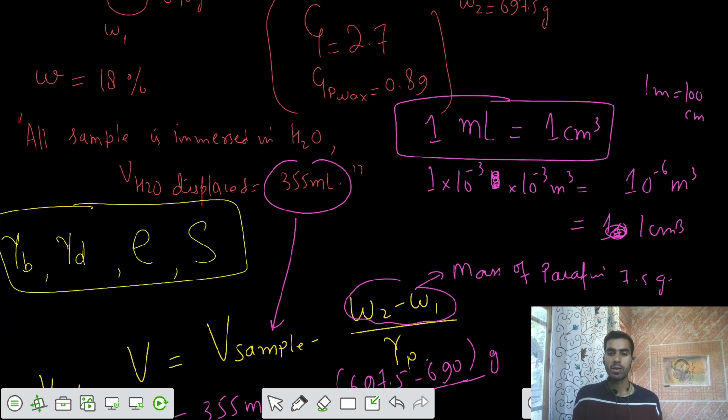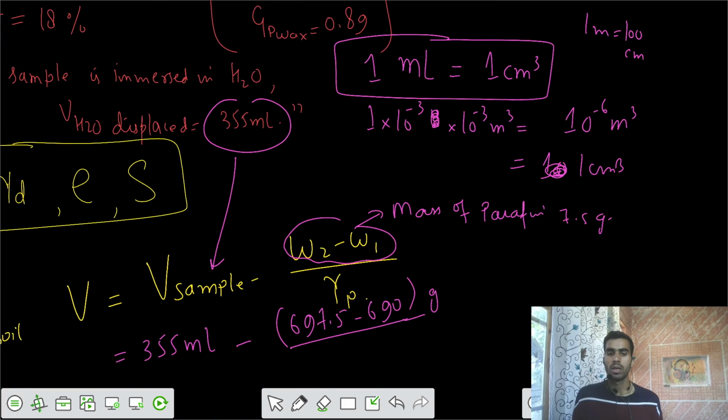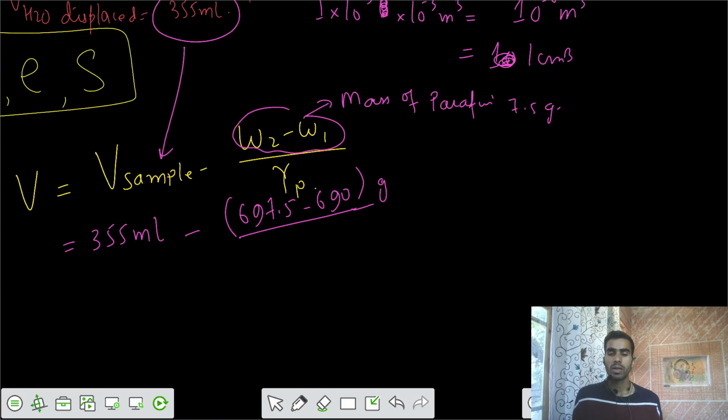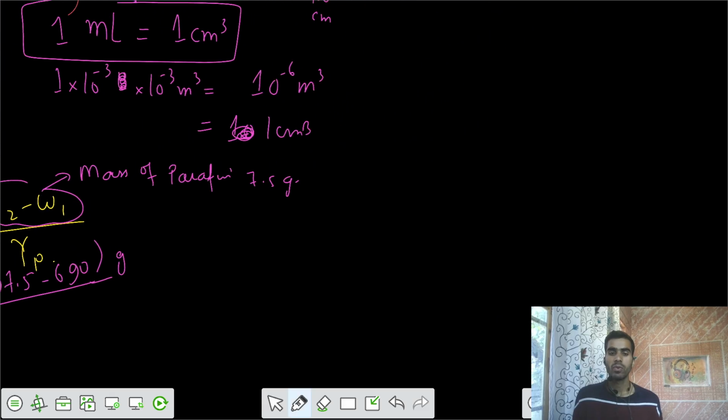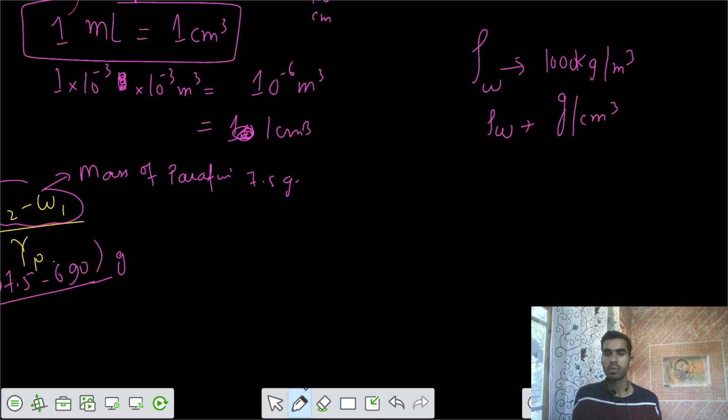What is the unit weight of paraffin? If you are calculating in terms of rho, that is the density. What is the density of water? That is 1000 kg per meter cube. But if you are saying in terms of grams, I would say gram per centimeter cube. So the density of water in terms of grams is 1 gram per centimeter cube.